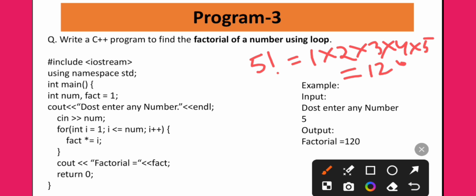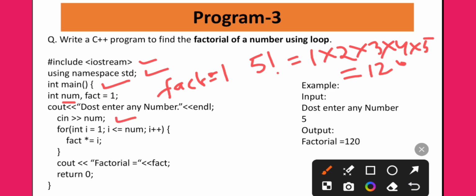Same as before, we can start the program by writing the header file iostream and using namespace std. We will start the main function by writing int main. Initially we will take the variable num, and we can take fact as the factorial, initially set to 1. Initially we are assuming the factorial is 1. Then we can display a message to enter any number, which means the user has to enter the number whose factorial we want to find. Then we can write cin num, and the user will enter the number.